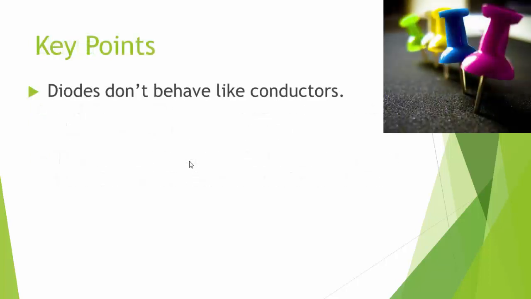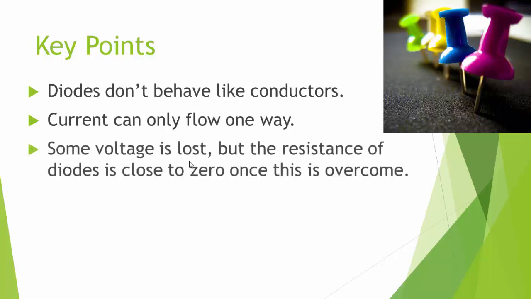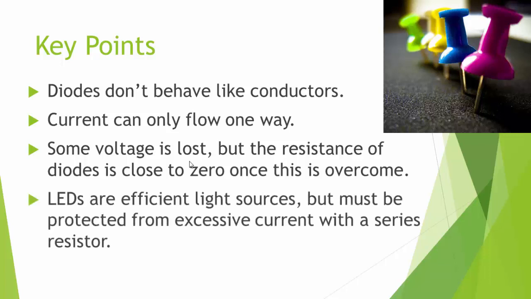Okay, key points for today then. Diodes don't behave like conductors. They're semiconductors and they behave in a super different way than your standard conductors. One of the aspects is that current can only flow one way. Another aspect is that we have a forward voltage that is lost. Having said that, the resistance of diodes is very close to zero once that forward voltage is overcome. LEDs are efficient light sources, but we've got to protect them from excessive current with a series resistor, which one depends on the situation involved.